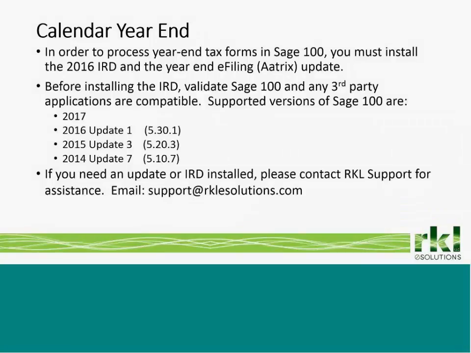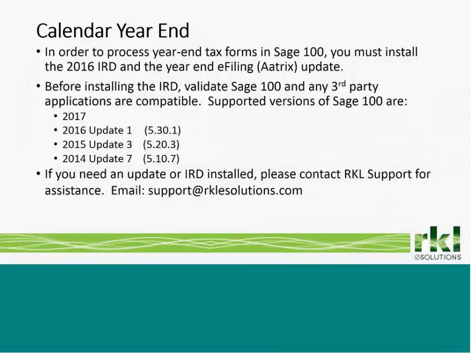Sage is no longer supporting version 2013 or lower. So if you are on a version prior to 2014, then you would either need to go ahead and update your system, or you'll just have to produce your W-2s and 1099s outside of Sage. So you could talk to your accounting firm and see if there's something they can do there, or type them up manually.